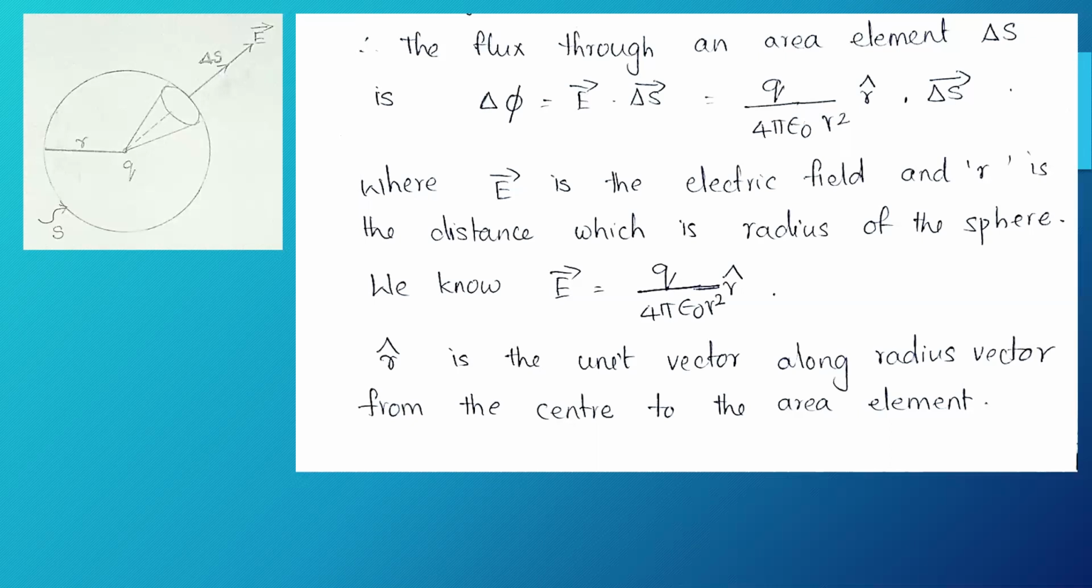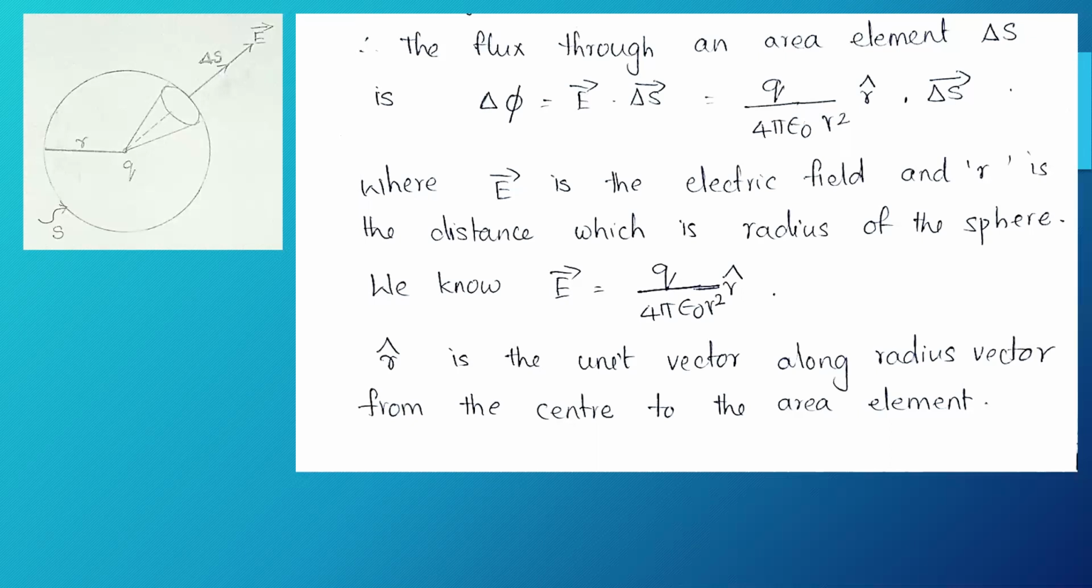Here the distance to the area element is nothing but the radius. So once again I repeat, delta S is at a distance of r. r is the radius of the sphere because the charge q is at the center of the sphere. Now r cap is a unit vector along the radius vector because radius is the distance for the area element from the charge q.